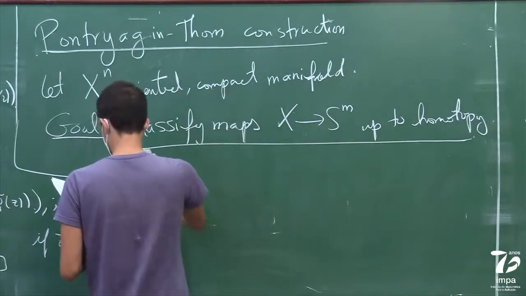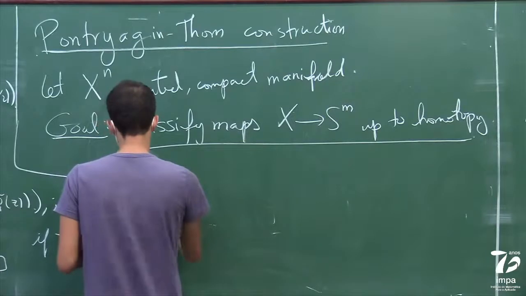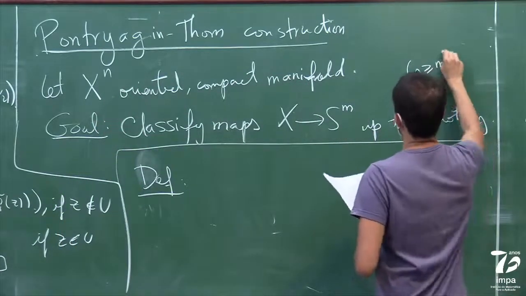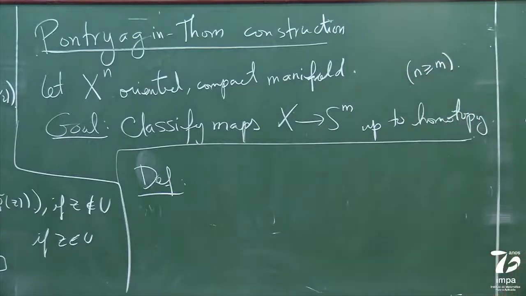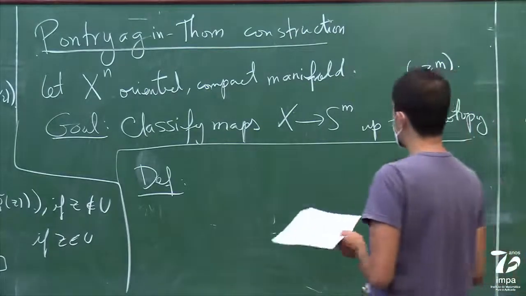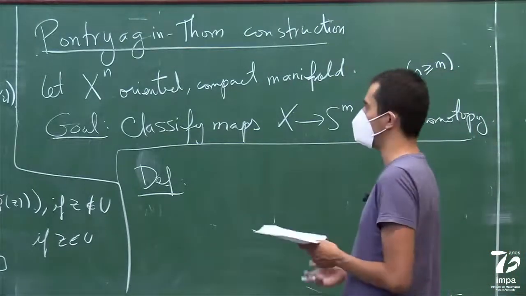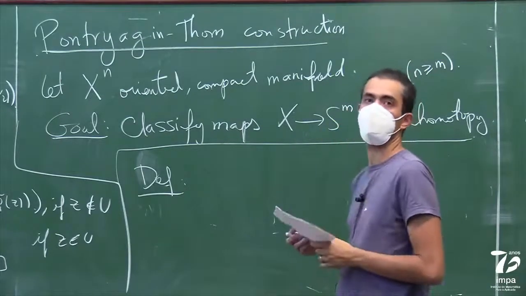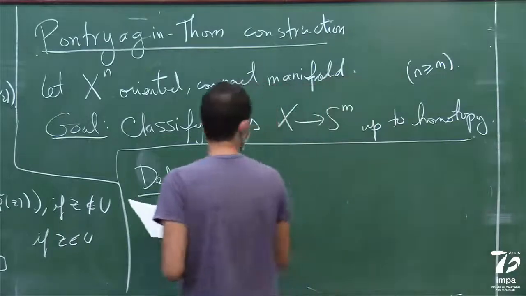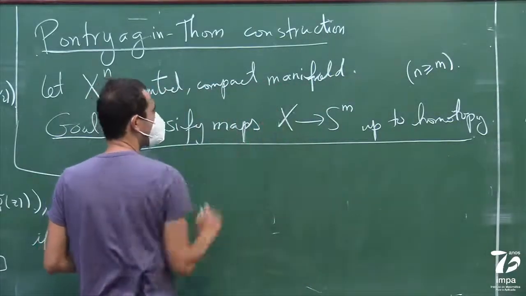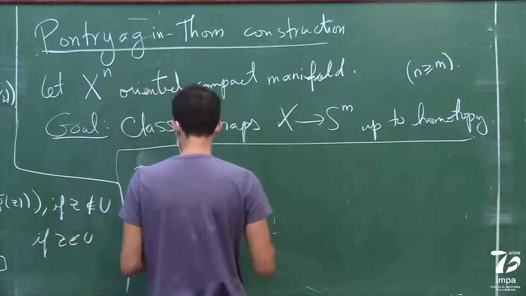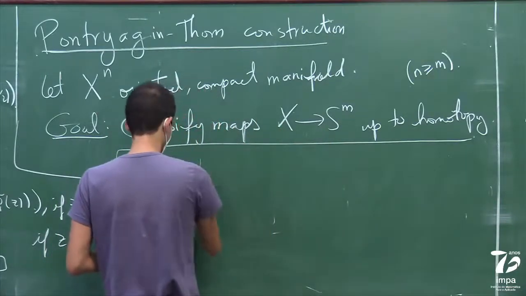So definition. And of course, I'm only really interested in the case n greater than or equal to m. If I have the other case, then if f is not surjective, then f is homotopic to a constant. The other situation is not that interesting. Okay, so we want the dimension of X to be at least the dimension of the sphere. Okay, so now let's talk about framings.